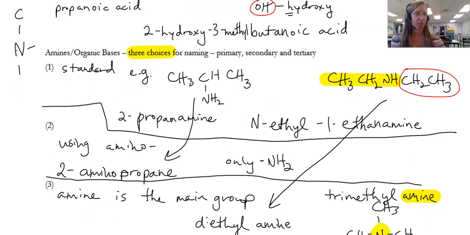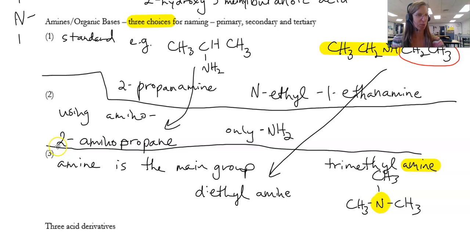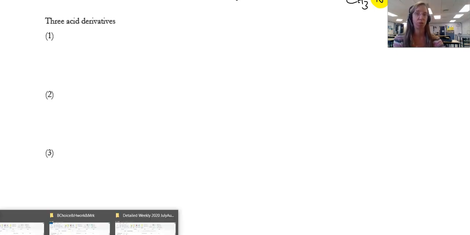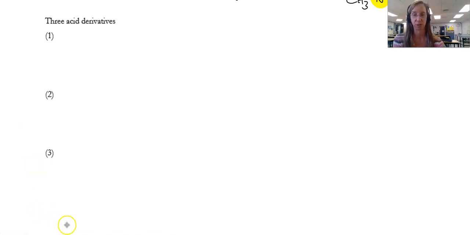So there are lots of different ways we can put together this amine. So sometimes one way is easier to use than the other. The standard way always does work. It just sometimes makes a long name. So finally, there are also 3 acid derivatives. They're things that are, their structure is related to acids.